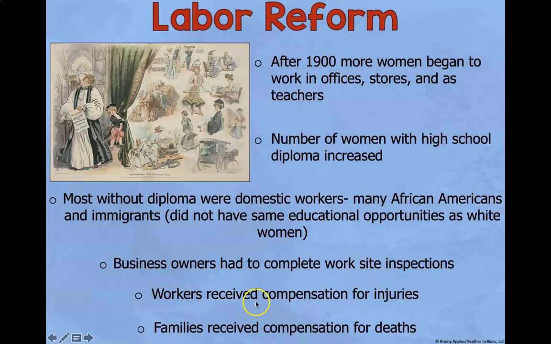At this point, they also start to receive workers' comp for injuries. And families would then receive compensation for deaths because, unfortunately, some people did get killed while they were at work.